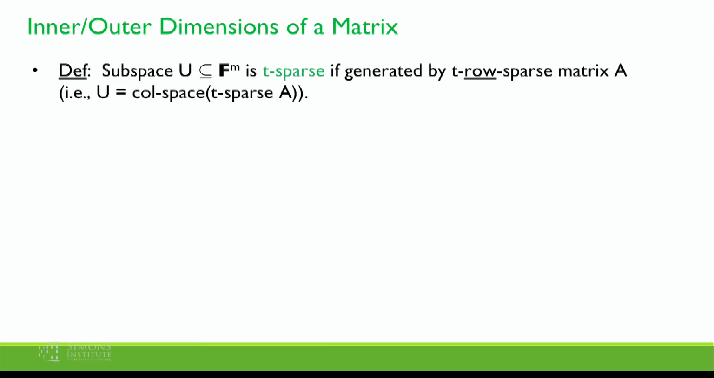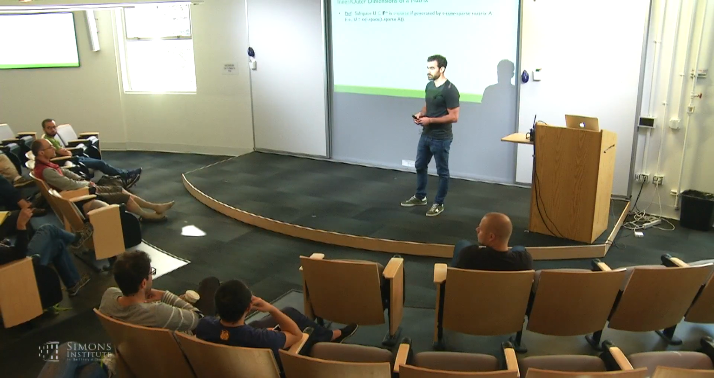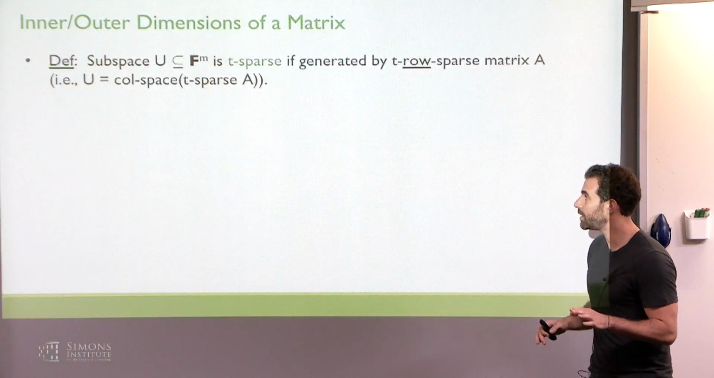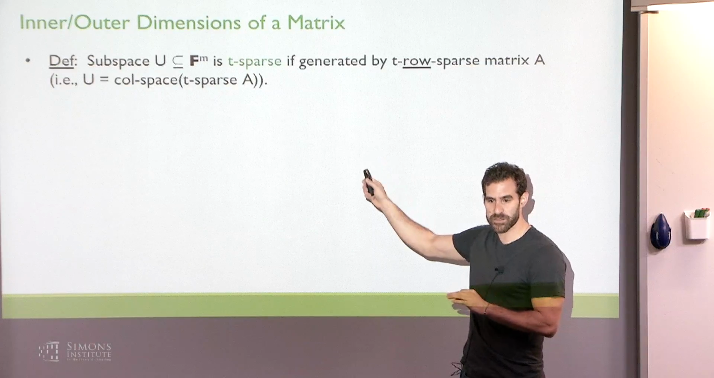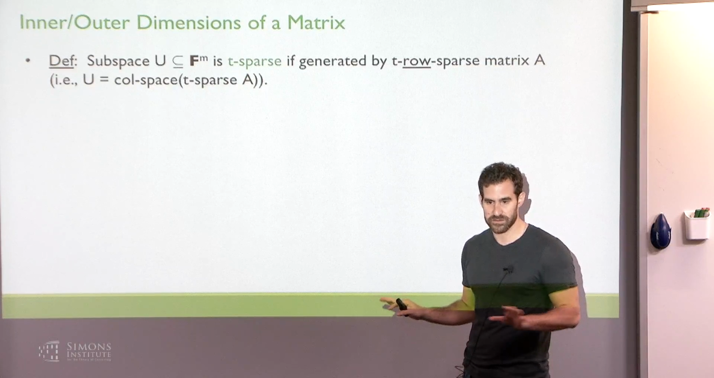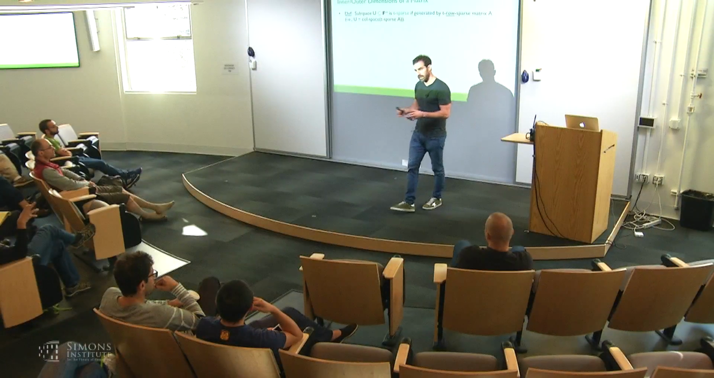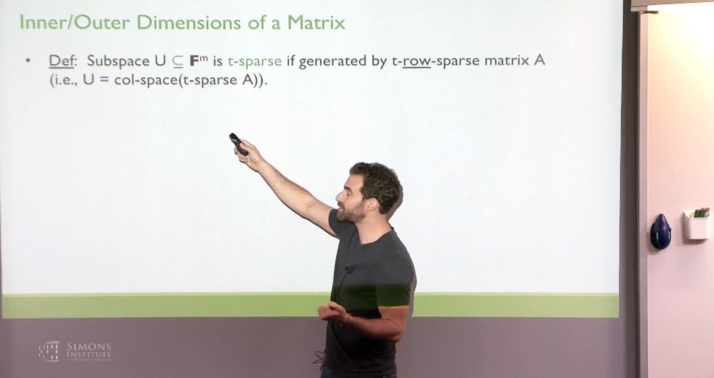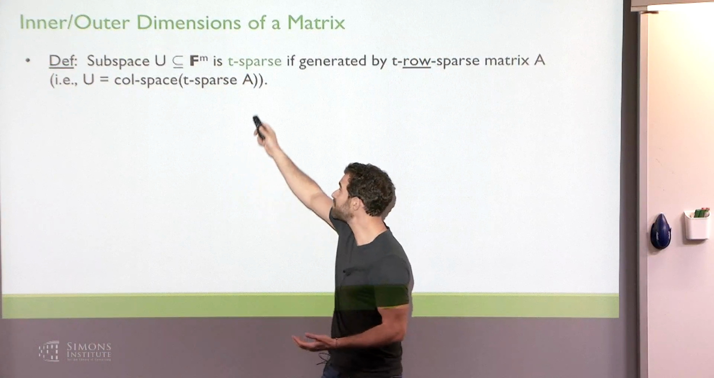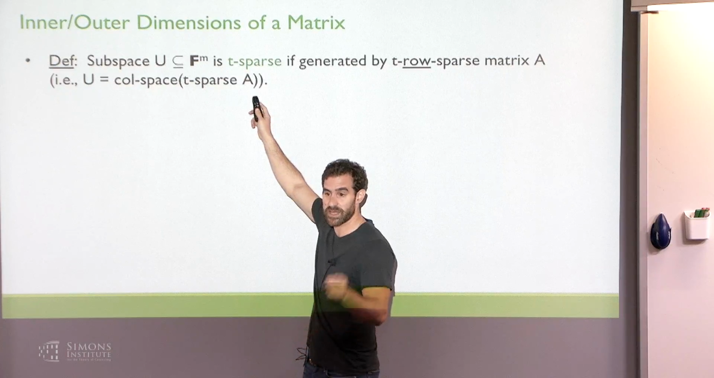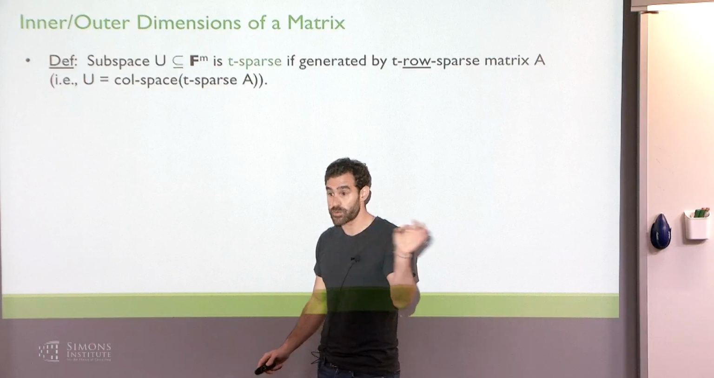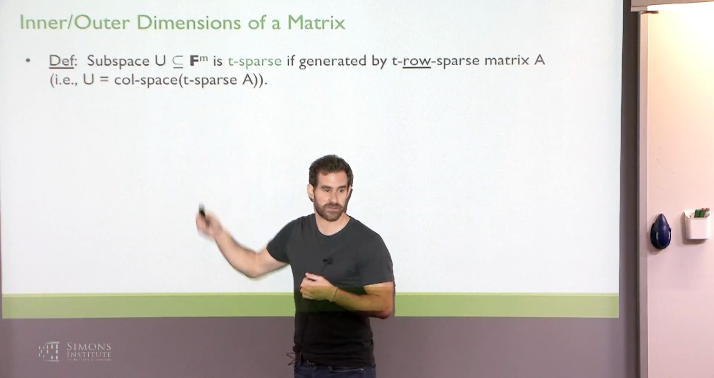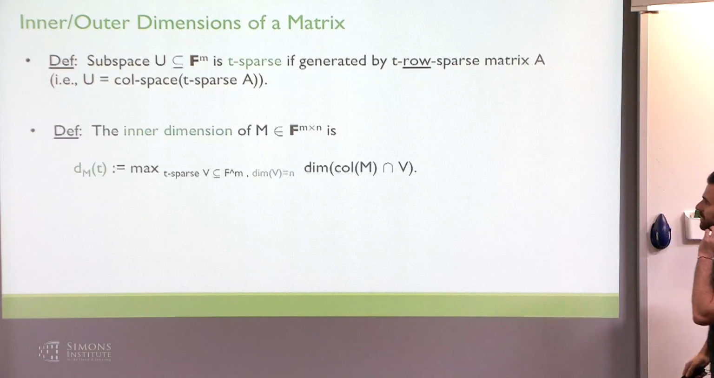This is a property of subspaces, but there's an existential quantifier on the basis now. So this is a property of subspaces which has nothing to do with the basis so far. If there exists a basis, exactly. So another way of saying it is what Madhu said: a subspace is T-sparse if there exists a sparse matrix A, which has at most T non-zeros in each row, such that the column space of this matrix generates this subspace. All right, this will be important.